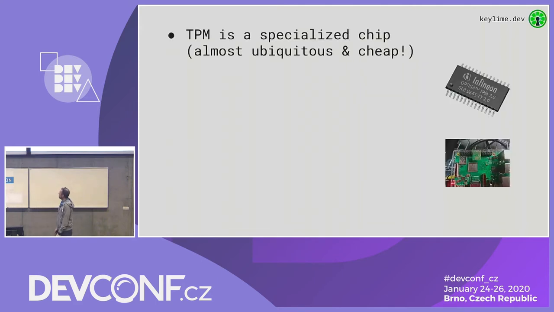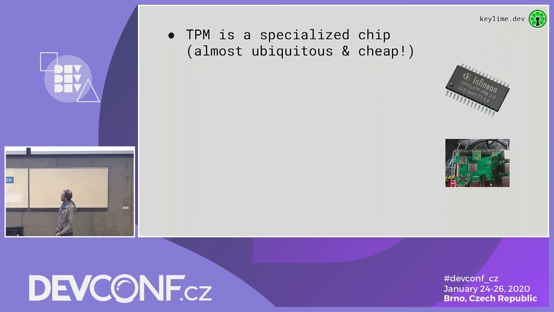TPMs are a specialized chip. Don't think of them as a crypto accelerator. They have a very simple signing engine. So imagine them almost having their own stripped-down version of OpenSSL. So they can perform basic crypto operations, such as creating keys and signing artifacts and certificates, and a few other things as well, which we'll get onto shortly.